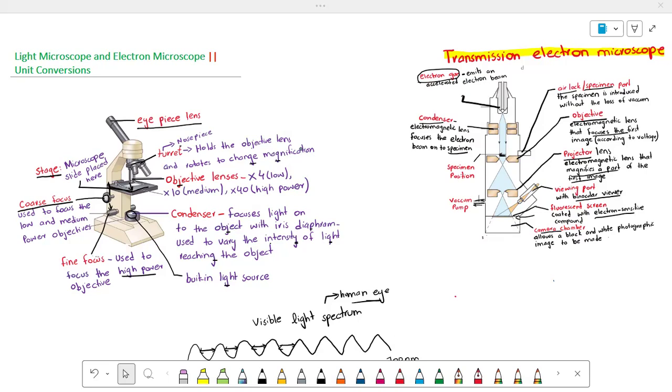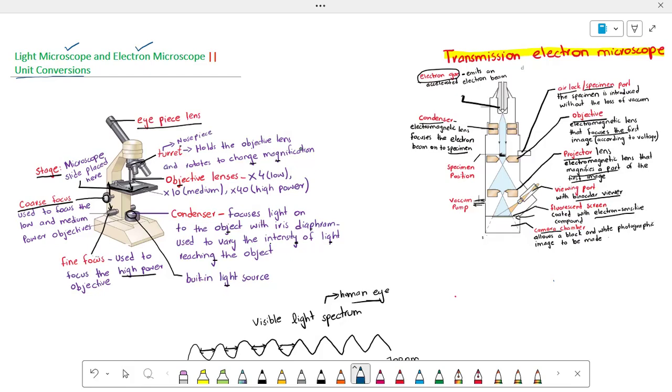And today I am going to discuss a very important topic of Cambridge A-level biology, which is the light microscope and electron microscope and major unit conversions. In this lesson we will cover the structure of the light microscope and the transmission electron microscope, and we will also compare the two and the unit conversions used in microscopic systems. These concepts are extremely important because Cambridge examiners frequently ask comparison and calculation questions from this topic.